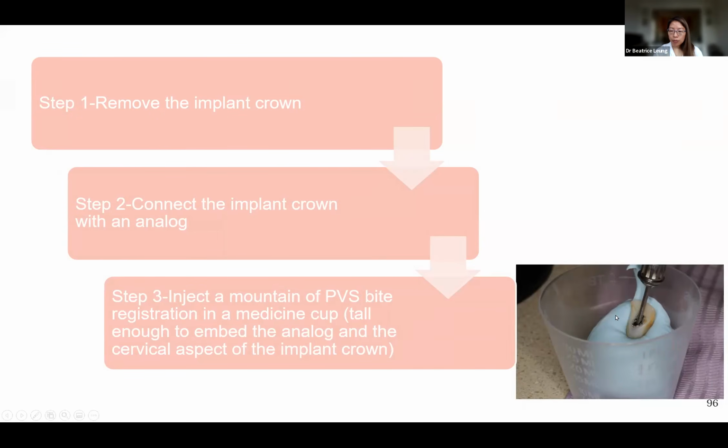I want to make sure that the registration material captures the gingival emergence profile of my implant crown. It doesn't have to embed this whole crown entirely. In fact, if you do too much of it, it's harder to remove it. But I just want to capture the gingival emergence profile of this implant crown with the analog connected to it. Once it's set, you will remove this implant crown.